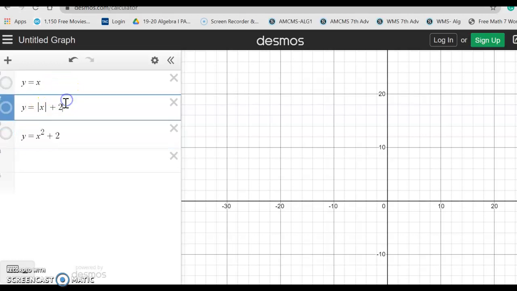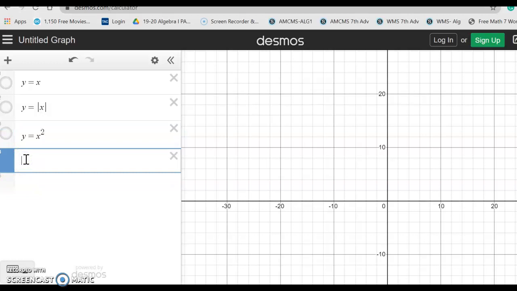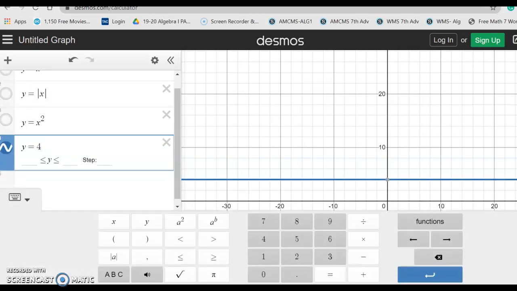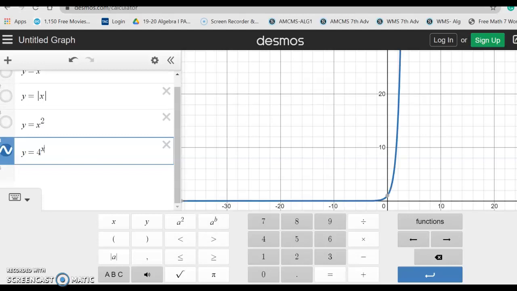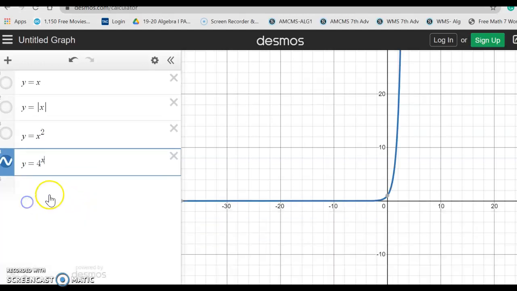You know what a line looks like, and you know what an absolute value function looks like, and you know what a quadratic looks like. So our new one that we're going to do is y equals 4 to the x, and this is called an exponential function. I'm going to show you a couple of exponential functions, and notice the characteristics and what actually happens to them. It follows kind of the pattern here.